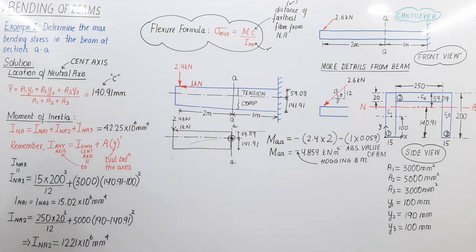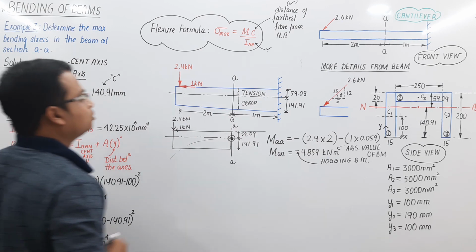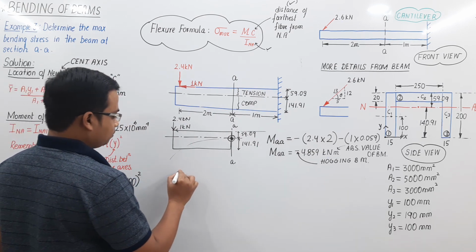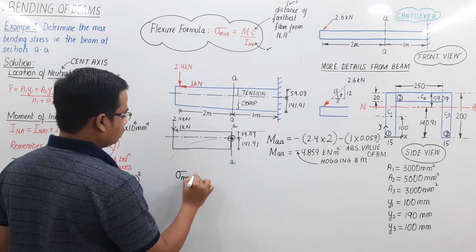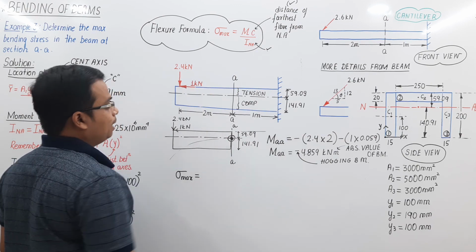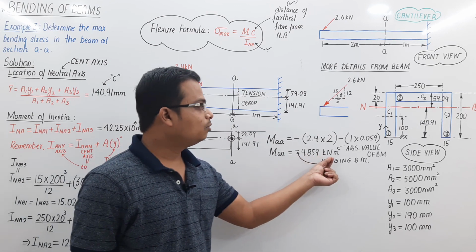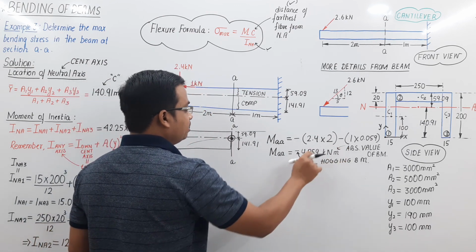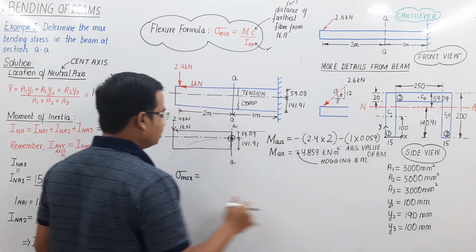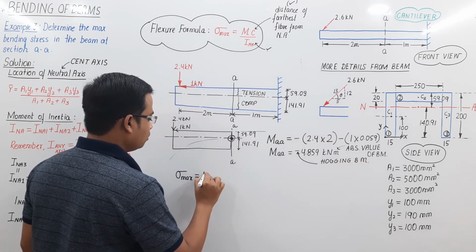So let's do this. Almost there, final touches. Sigma max is equal to M, the value of M, which is in kilonewton meter. We are interested in taking the absolute value, so neglect the negative sign: 4.859.